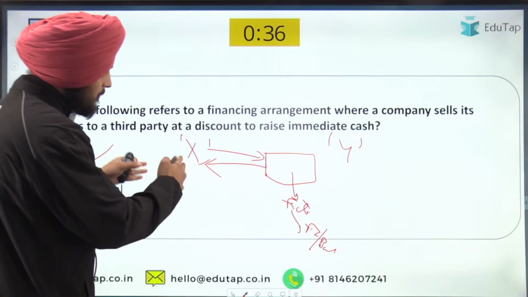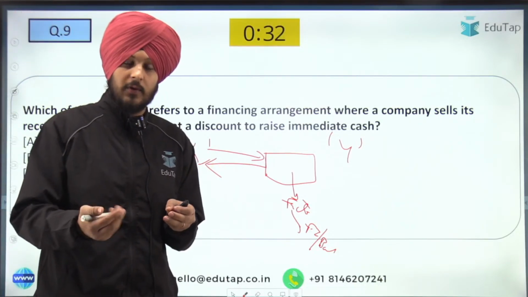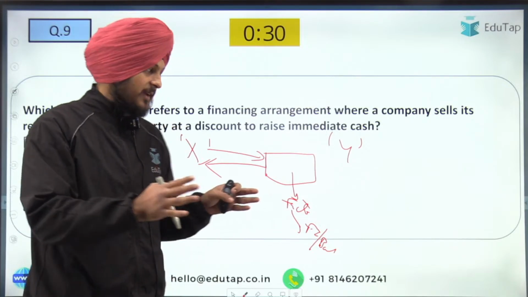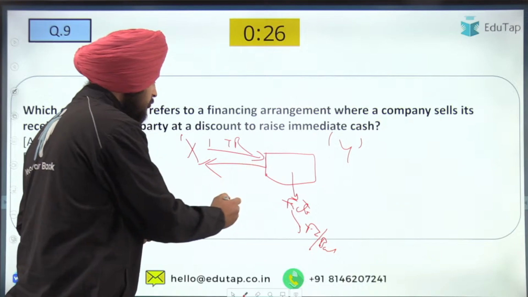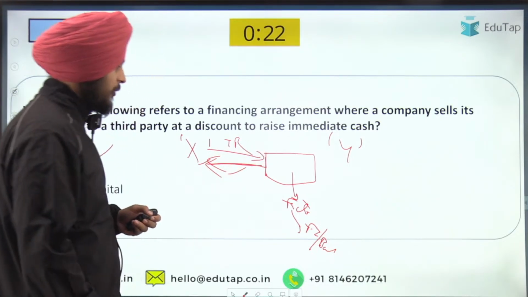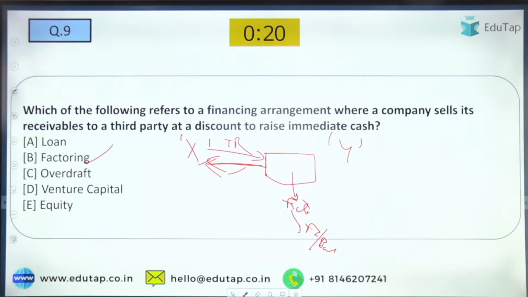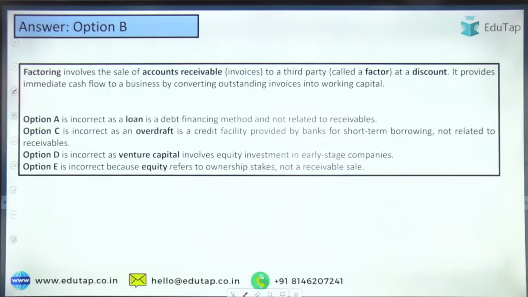Of course, a lot of other complexities are also involved in the transaction, but this is, I would say, the most simplistic explanation. You will sell your trade receivable to this factor, and in return, the financial arrangement will be made for you. Fine. So that is the idea regarding factoring, and this is regarding question number 9. The correct answer is the B option.